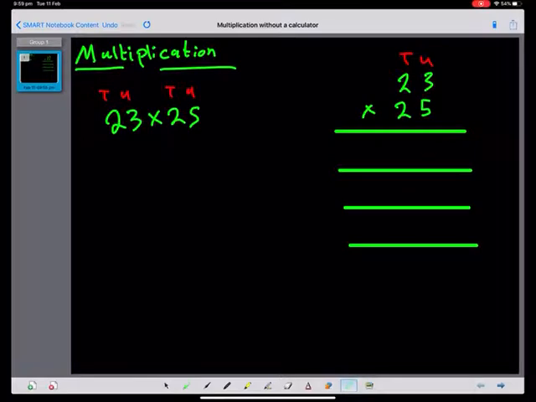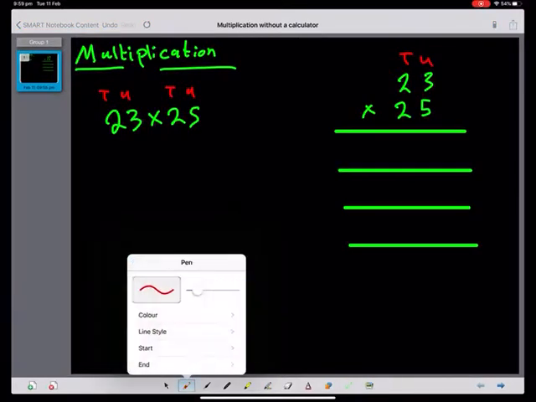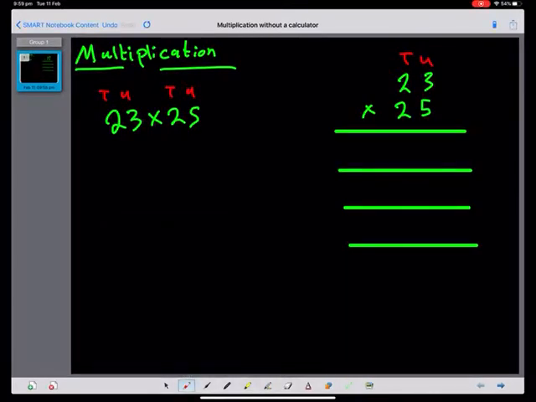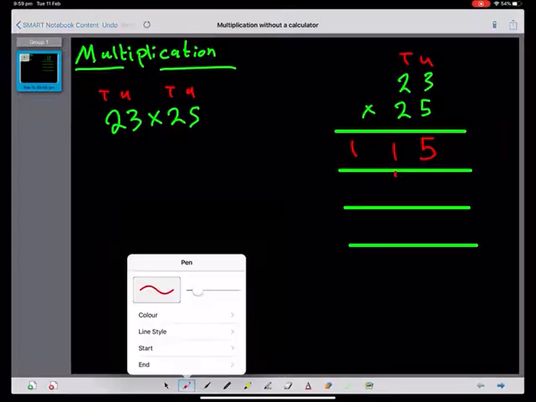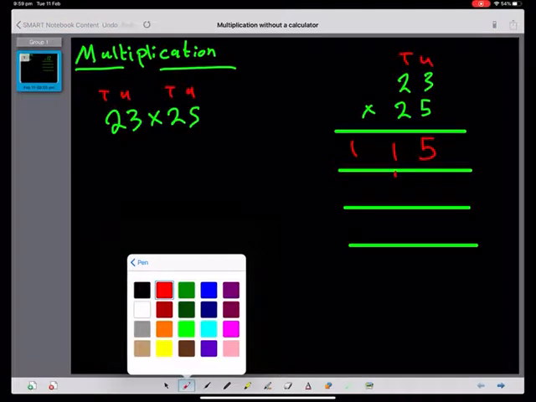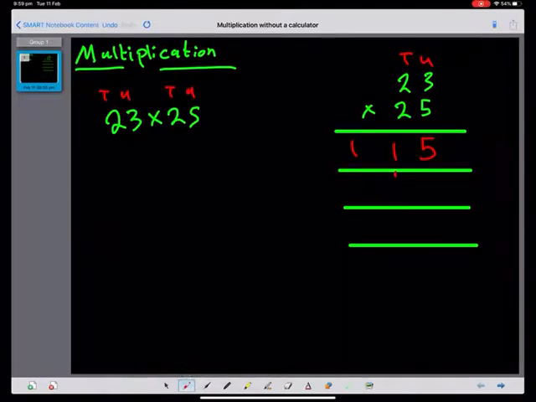Okay, so we've got 3 5s, 15. And I like to carry down below. 3 5s are 15. And we've got 2 5s are 10, plus the 1 is 11. So what I've done is I have multiplied the 5 by the 3 to get 15, and the 5 by the 2 to get 10, and I've added 1 to get 11.